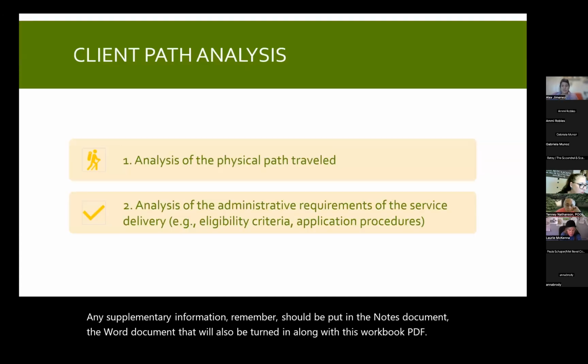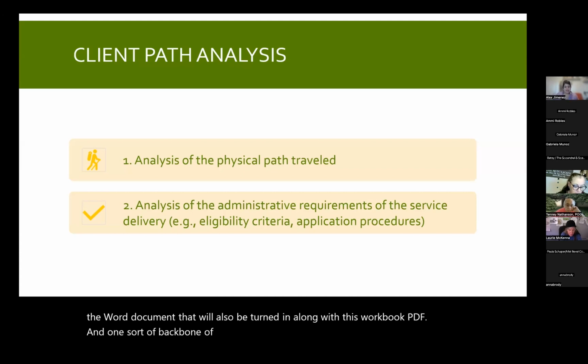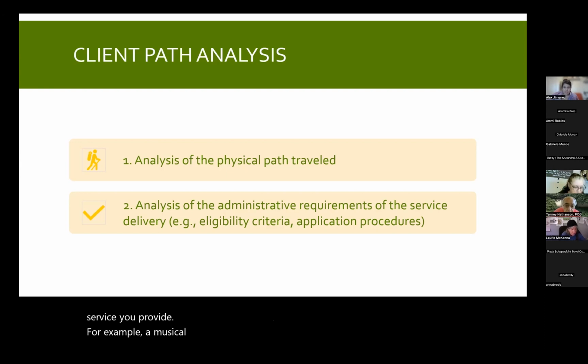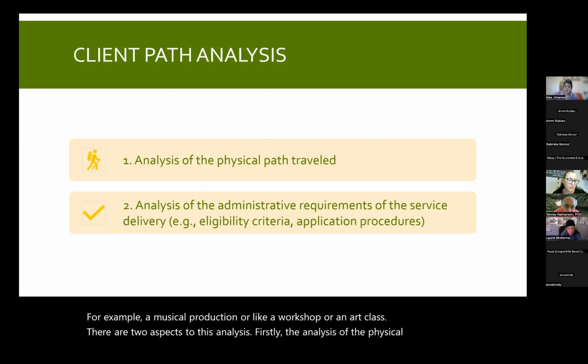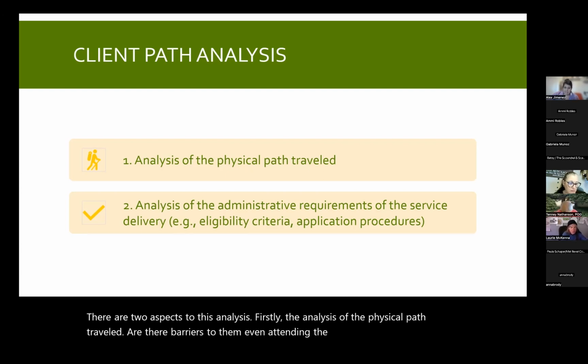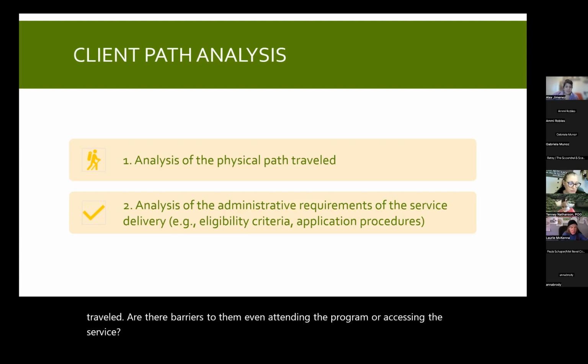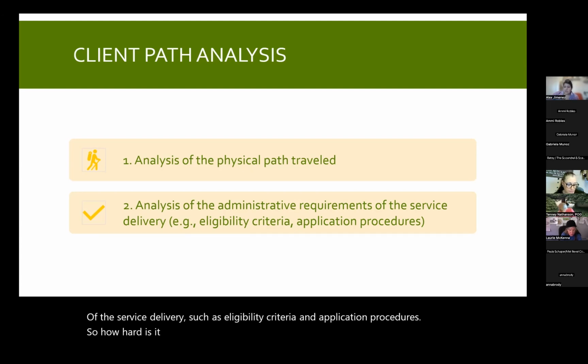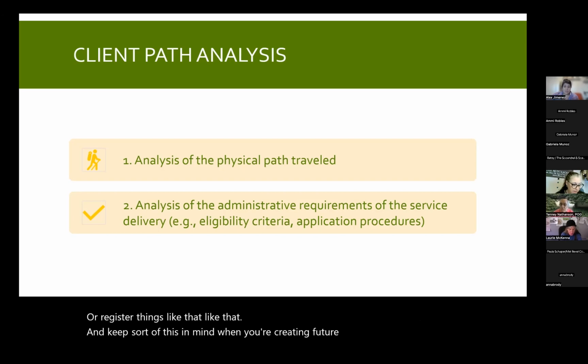And one backbone of programmatic accessibility is the client path analysis. This is a walkthrough of the processes needed for a citizen to participate in a service you provide, for example, a musical production or a workshop or an art class. There are two aspects to this analysis. Firstly, the analysis of the physical path traveled: are there barriers to them even attending the program or accessing the service? Two, analysis of the administrative requirements of the service delivery, such as eligibility criteria and application procedures. So how hard is it to buy those tickets or sign up for the program or register, things like that. And keep this in mind when you're creating future programming or updating your policies, procedures, and practices.